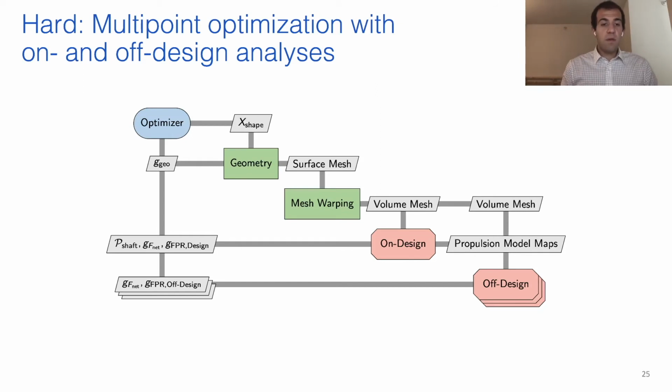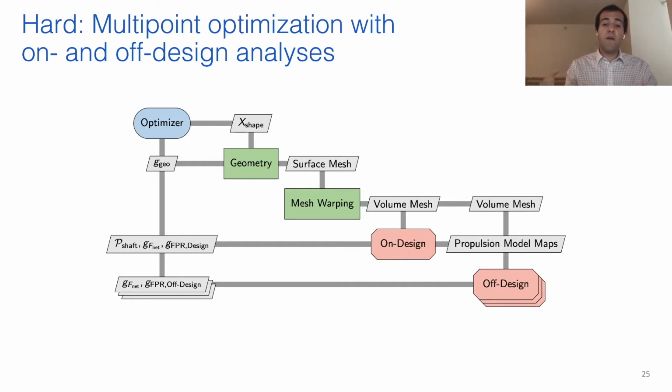On the hard level, we do not introduce any new aeropropulsive coupling methods, but we extend the single point optimization to a multi-point optimization with on and off design analyses. On the top, as you can see, you still have the optimizer driving the design, and after the mesh warping, first we need to converge our on design analysis. And this block in itself represents a coupled aeropropulsive system.